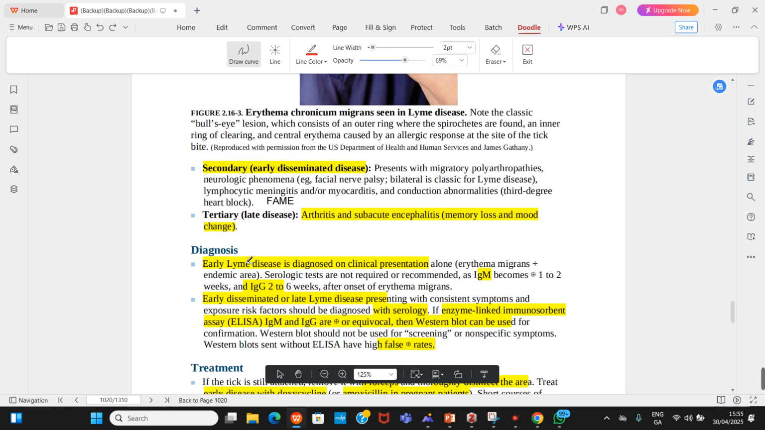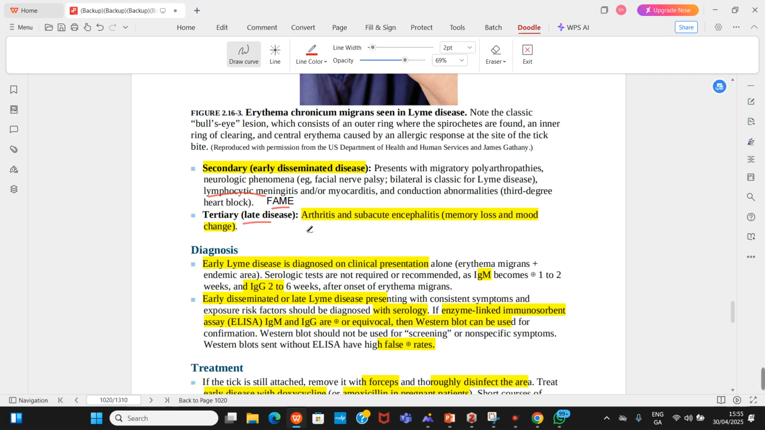So that's just that about the FAME. So don't forget the F, which is standing for the facial nerve palsy, which could be bilateral, the arthralgia for the A, the M for the meningitis, which is lymphocytic meningitis, and myocarditis, and the E for the rash. So the rash, the erythema migrans, which could be what? Migrating, don't forget.